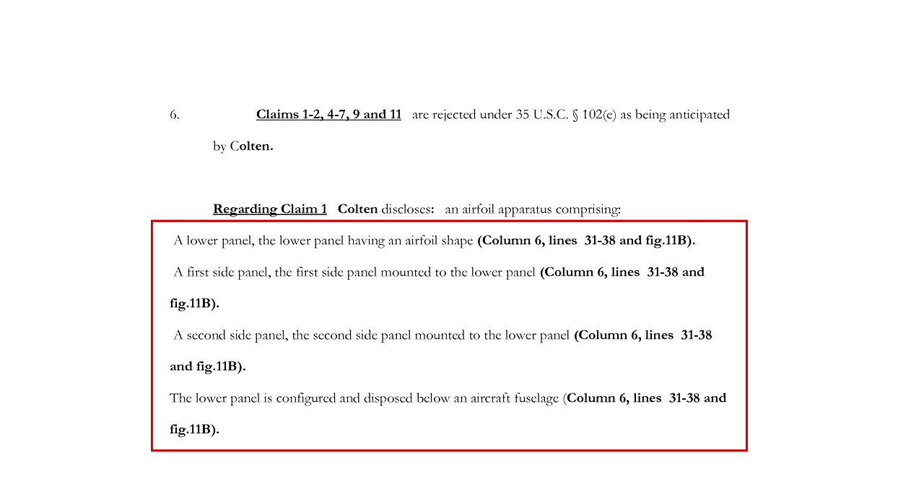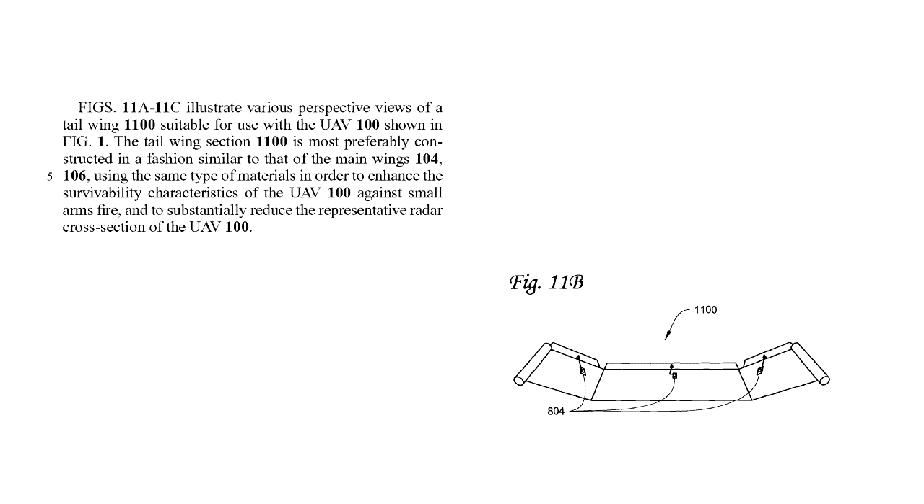As we can also see, the examiner at the Patent Office that was examining this application felt that Colton pretty much showed everything we had claimed, and in particular, they call out Figure 11B of Colton. Let's take a look at that. Here we see Figure 11B, which is described in the Colton reference as a tail wing.